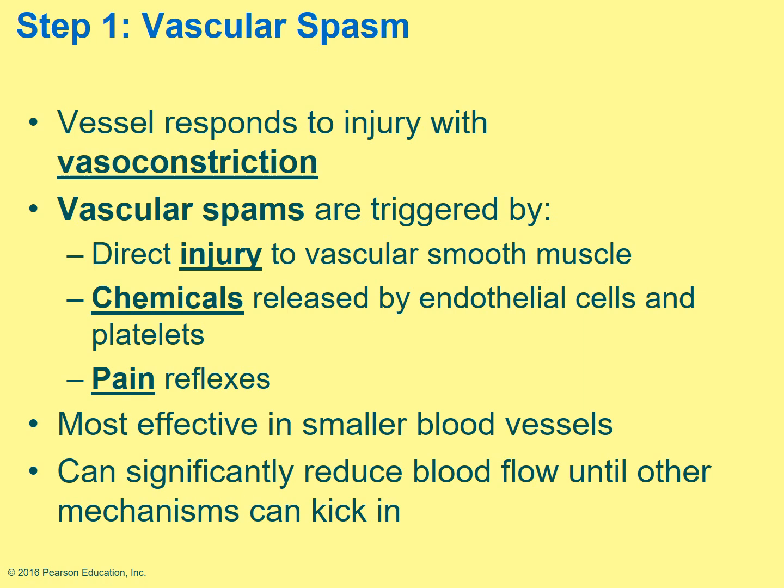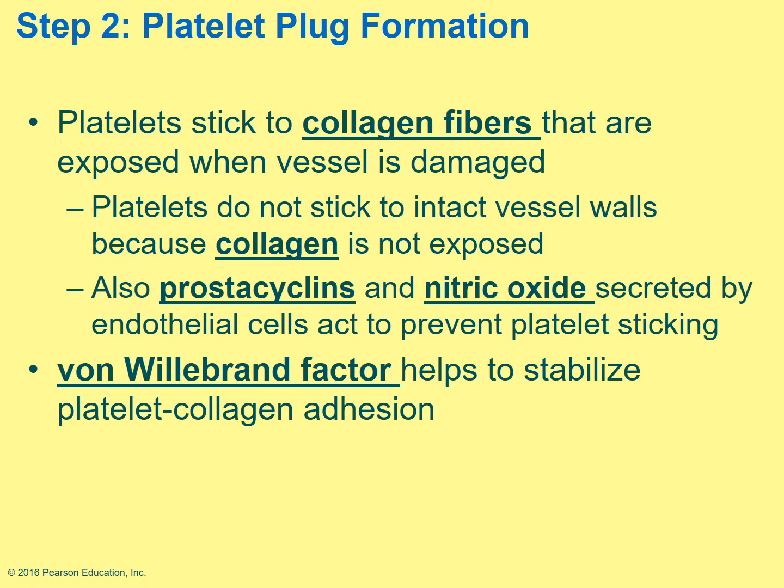What's going to happen here, vascular spasms are going to be triggered by the injury itself. In the walls of the blood vessel, there's smooth muscle, so there's injury to that vascular smooth muscle. There are going to be chemicals that are being released, and then some pain reflexes. It's more effective in smaller blood vessels. And the idea is if you decrease the diameter of the blood vessel, you're decreasing the amount of blood flow that's going through there until you basically get it under control.